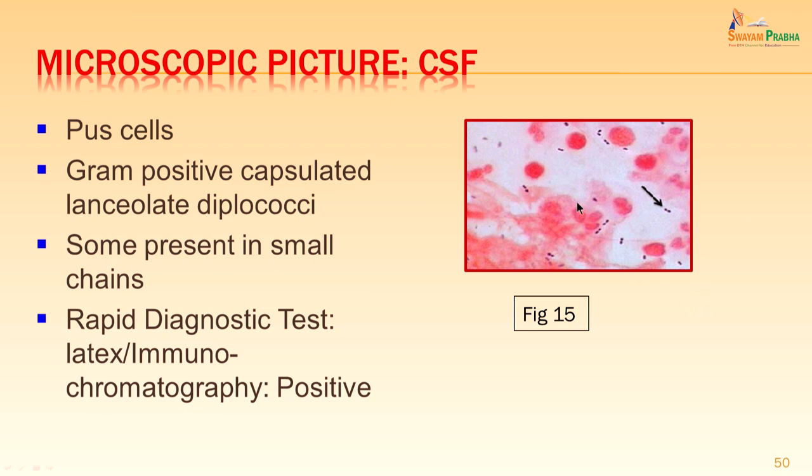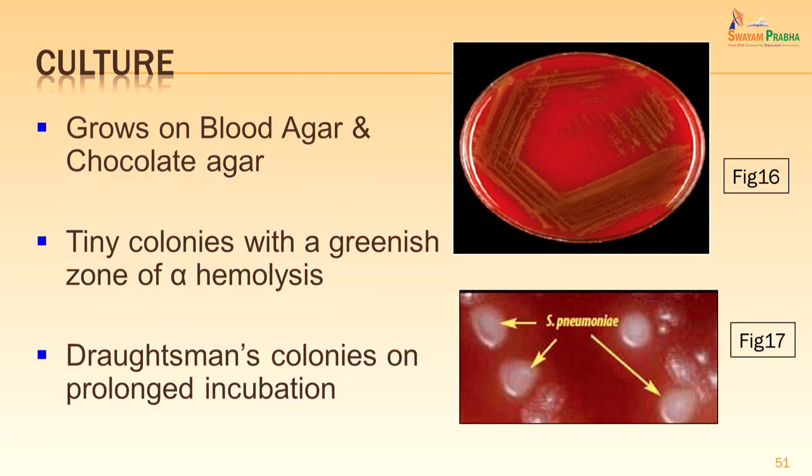So these are the appearances that you would see: capsulated, flame shaped organisms with a pointed end and a suspicion of a halo around them. Here the halo is quite clearly seen, which would indicate that the organism is probably Streptococcus pneumoniae. Sometimes small chains could also be seen. A rapid diagnostic test, the latex agglutination or immunochromatography test, could be used and would be positive. For culture, it would grow on normal blood agar and chocolate agar. Of course, it does not grow on MacConkey's agar.